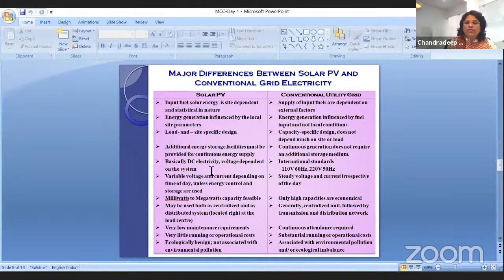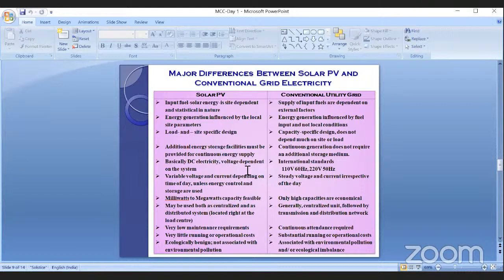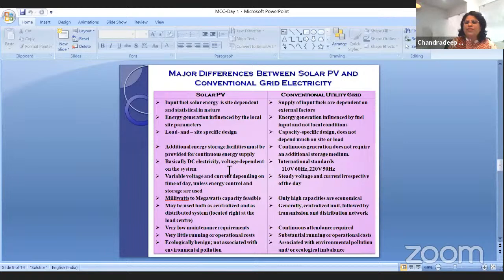Basically DC electricity. So solar PV is always DC electricity, okay, never AC. We have to convert it into AC using the inverter. So basically DC electricity, voltage dependent on the system. So there is no fixed voltage with solar. We can go for 12, we can go for 24, we can go for 48 as per the design when we do the design. But in case of coal power plant, international standards like 220 volts, 50 hertz for India. So this is standard, they don't change.